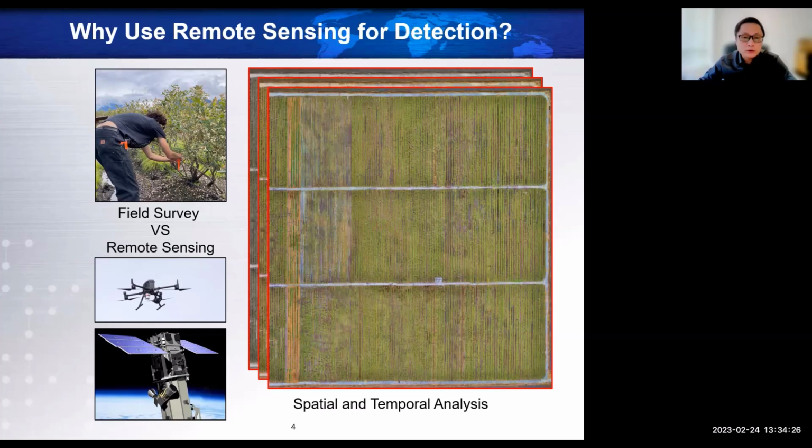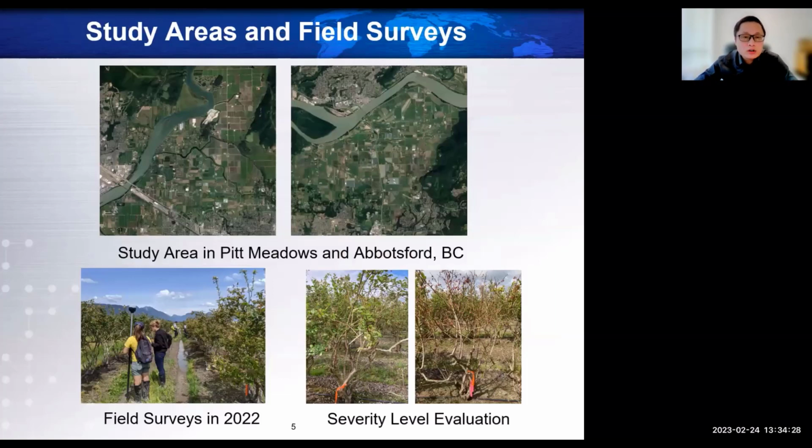So that's the background for this project. More details. Our study areas, one in Pitt Meadows, the other in Abbotsford. We conducted field surveys in 2002 and showed here we collected GPS points for each infected bush. And we also evaluate the severity levels. As you can see, the one on the left, lower severity, the one on the right, much higher severity.